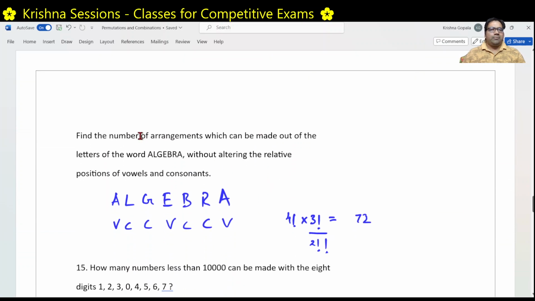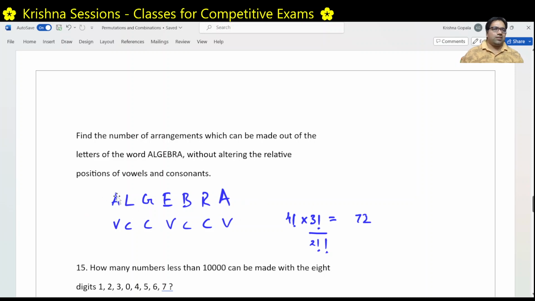Next, find the number of arrangements which can be made out of the letters of the word ALGEBRA without altering the relative positions of vowels and consonants. See, this is a very good problem. He is saying we cannot alter the relative positions of vowels and consonants. If towards the right of a vowel there is a consonant, it has to remain a consonant. If towards the left of a consonant there is a consonant, it has to remain a consonant. That is the condition. What that basically means is that in ALGEBRA the structure is vowel, consonant, consonant, vowel, consonant, consonant, vowel.